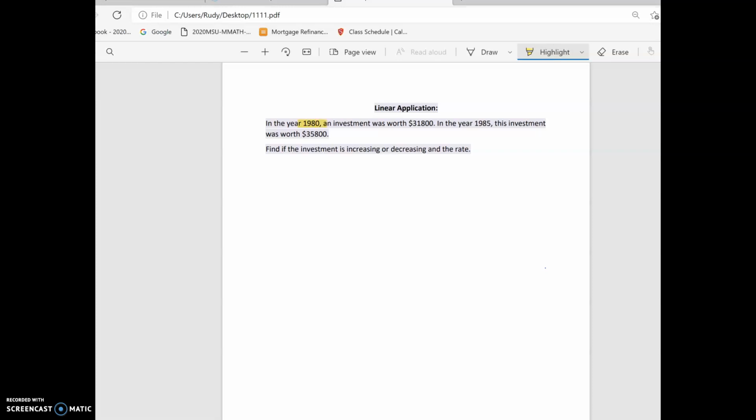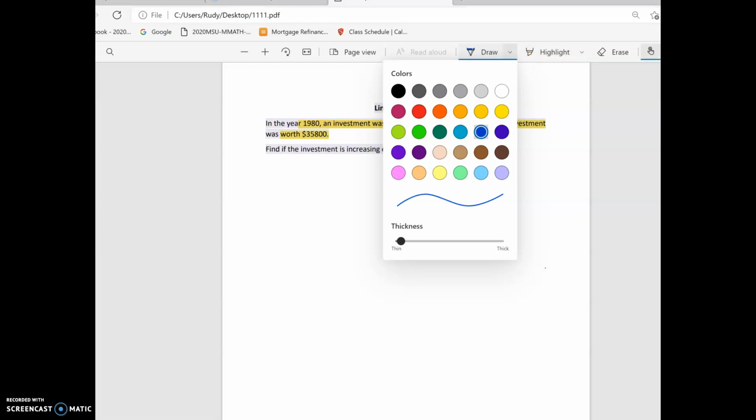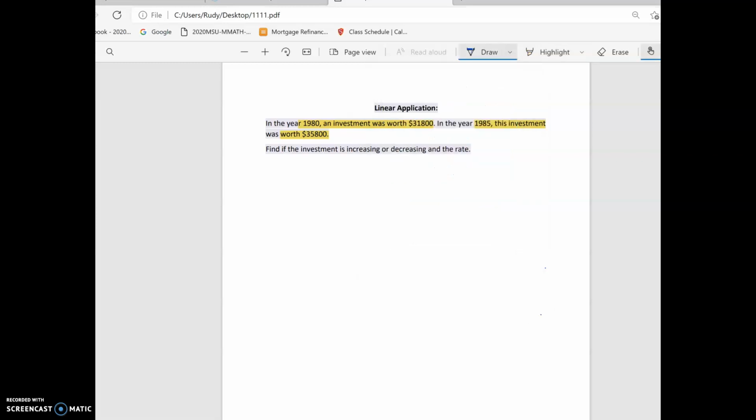So we know that in 1980 they had this much in the investment, and then in 1985 the investment was 35,800. So definitely it's increasing. But the main question that they're asking is the rate. And then for the rate, in this case, the actual rate is going to represent the slope, or in this case, the value of m.